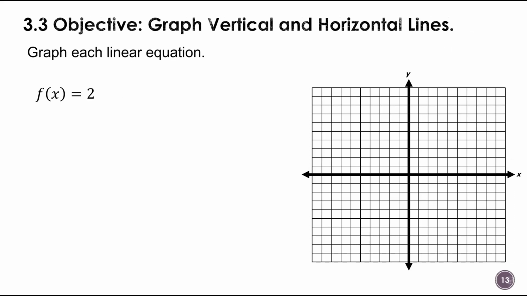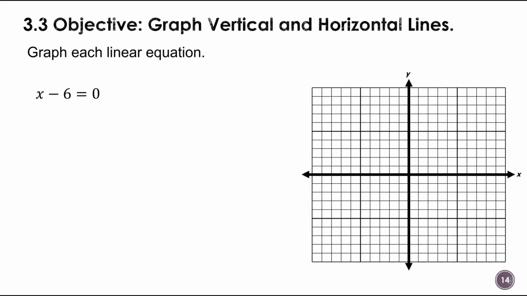Okay, so I got my blank page to show up now. F of x equals 2 is the same as y equals 2, so this is a horizontal line. And we graph it at y equals 2. So it's going to go through the y-axis at 2. And we've graphed it. That's it.